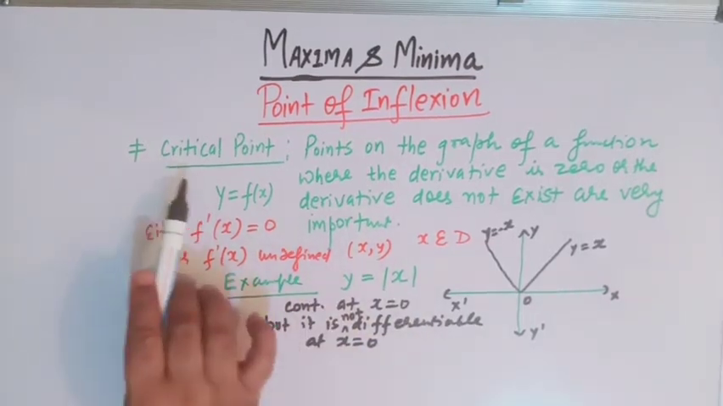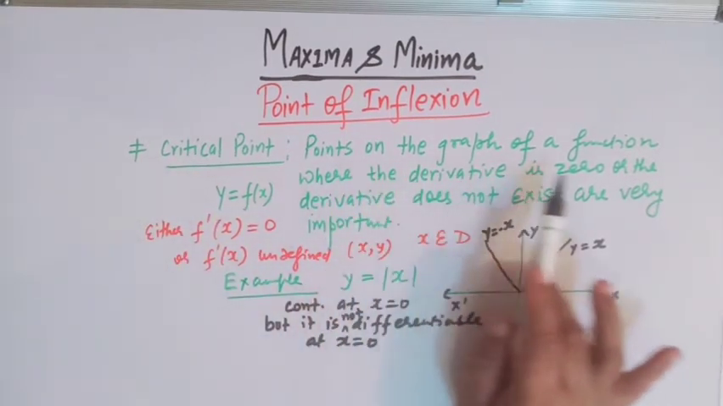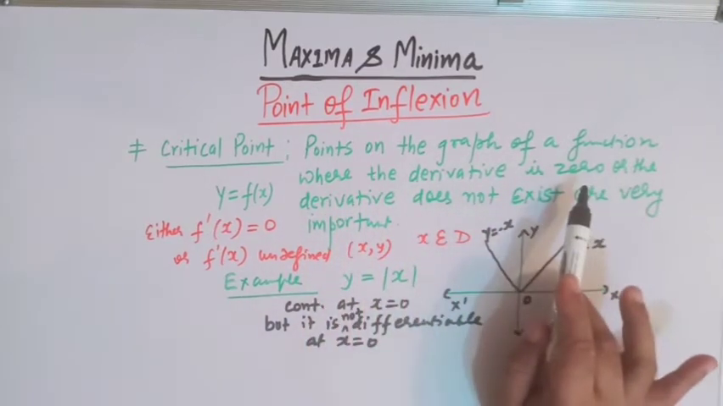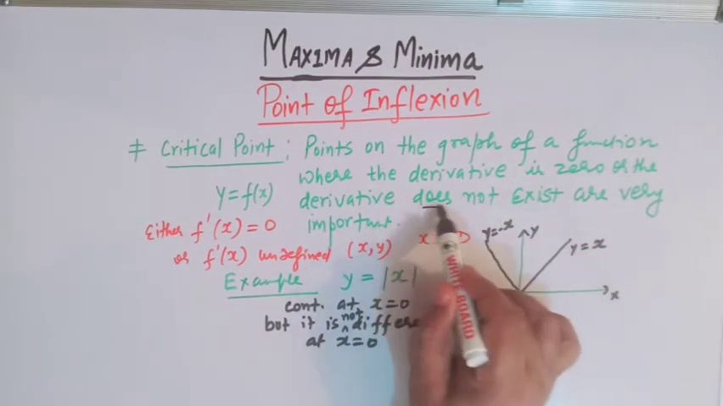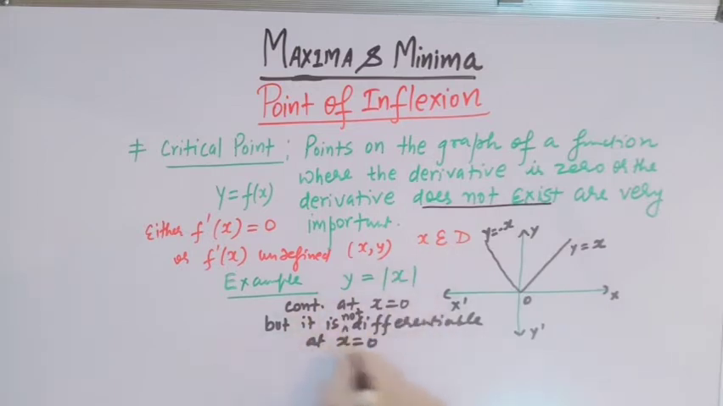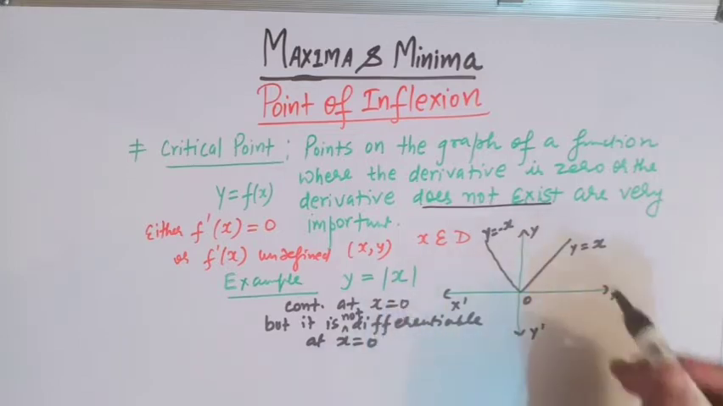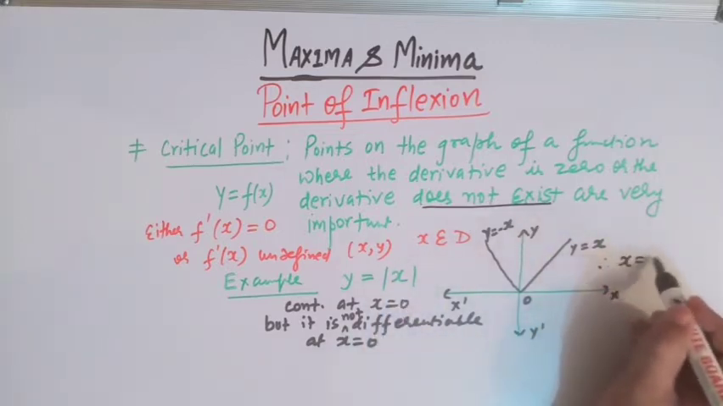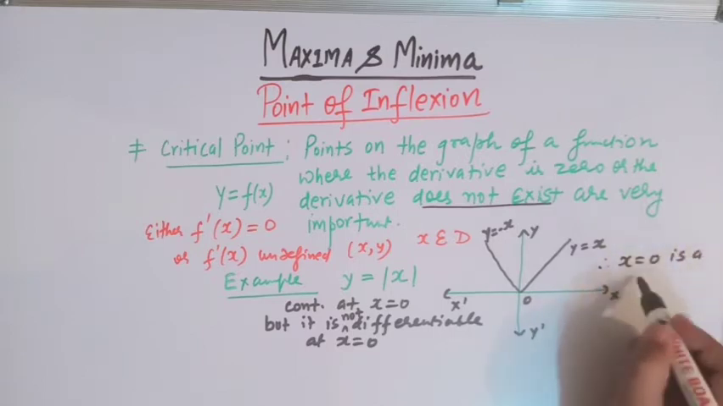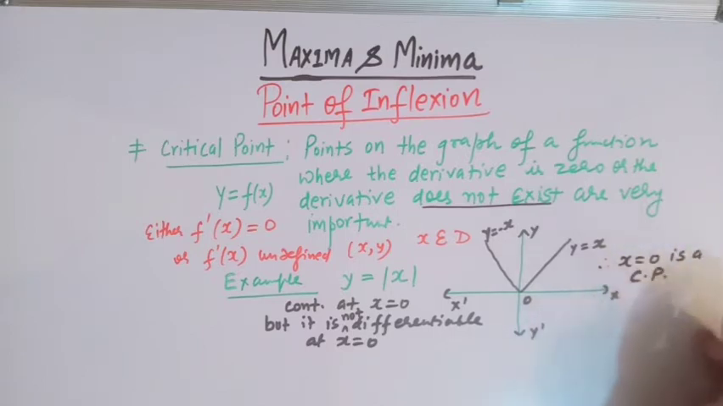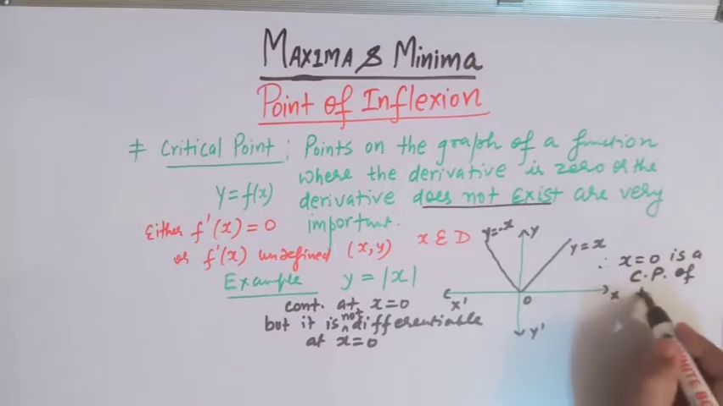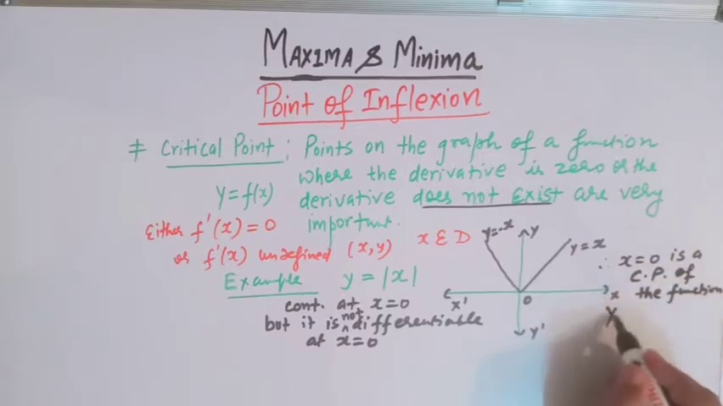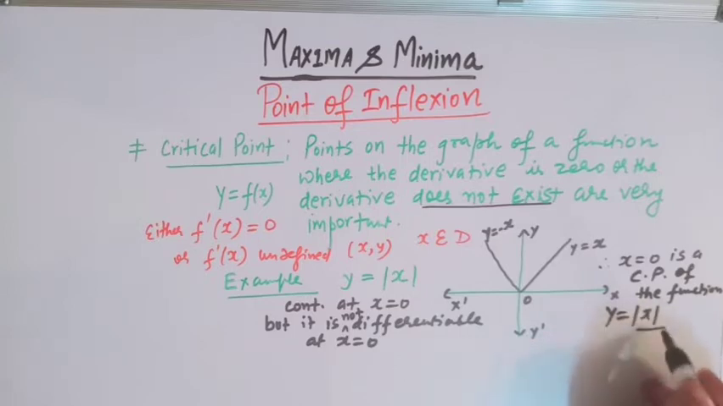Now by the definition of critical point, points on the graph of a function where the derivative is 0 or the derivative does not exist. So here in this case of absolute value function, the derivative does not exist at x equal to 0. So therefore x is equal to 0 is a critical point of the function y is equal to mod x, right?